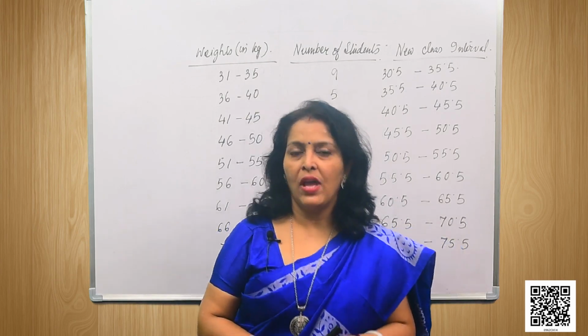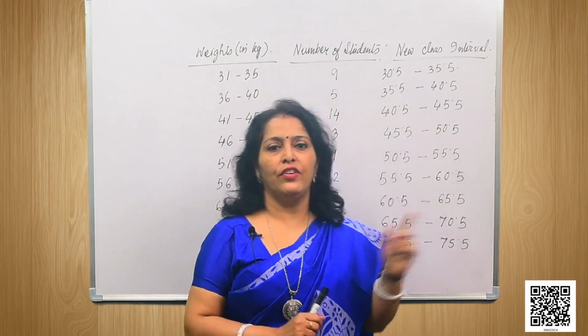So what do we do in such cases? We make a new class interval so that we can fill up the gaps between 35 to 36, 40 to 41, 45 to 46, and so on. There is always a gap between 35 to 36, 40 to 41, 45 to 46, and so on. So for that we make a new class interval to fill up these gaps. To overcome that problem, I have drawn a new class interval for this.